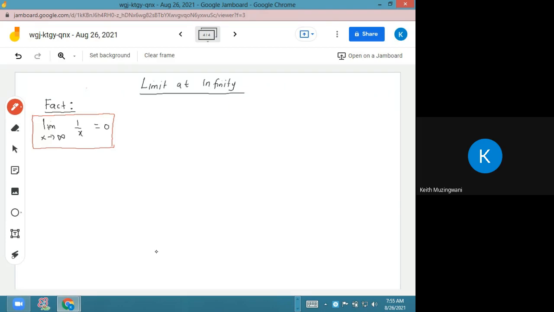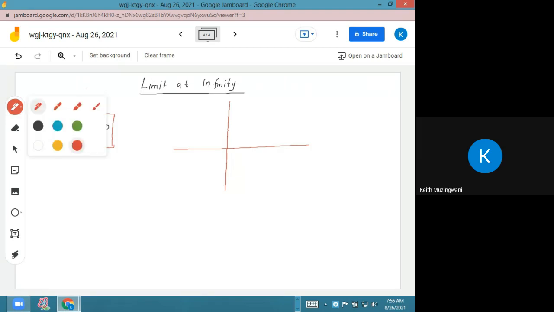I can illustrate here. For 1 over x, as x becomes big, if you are to graph this 1 over x, x can't be 0.